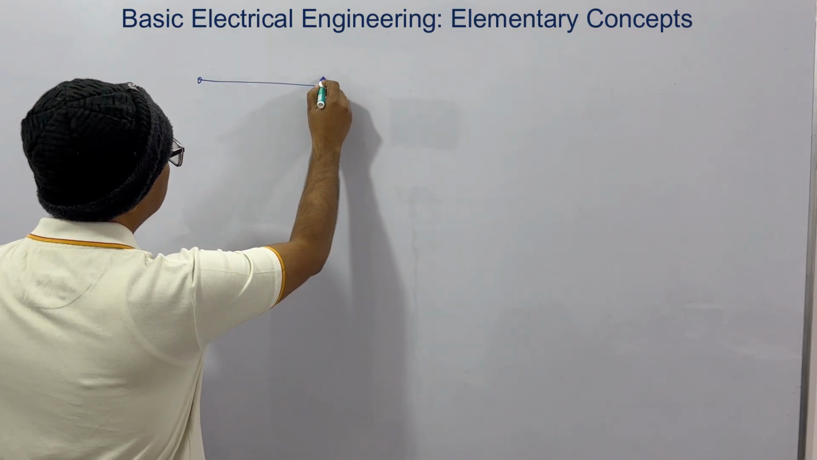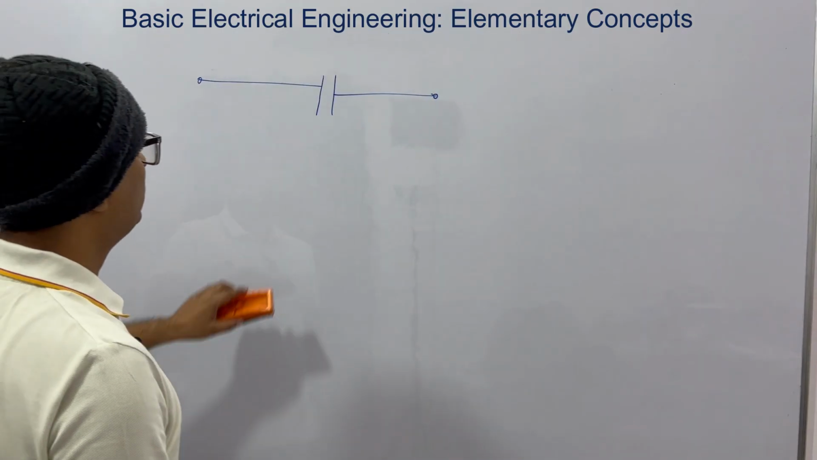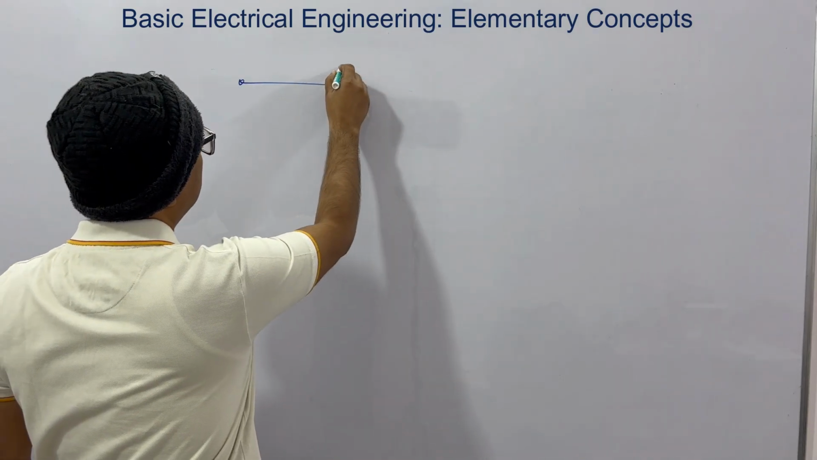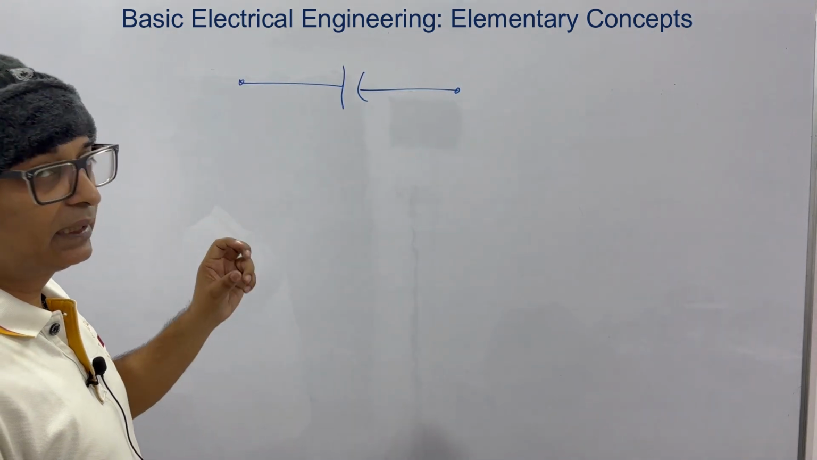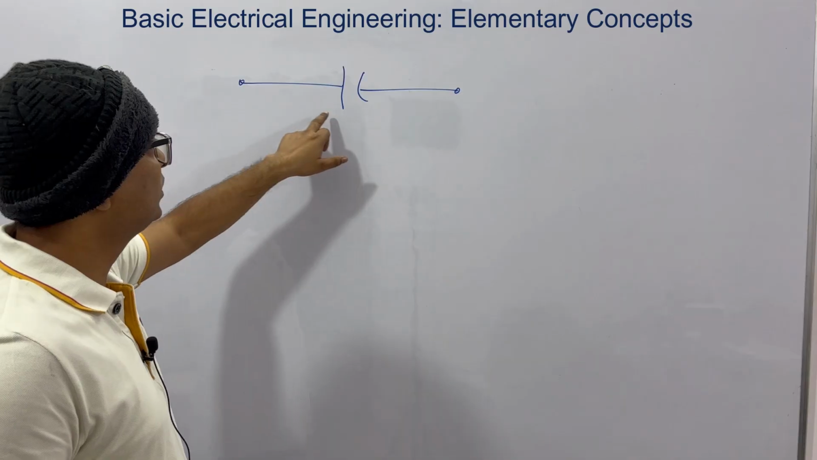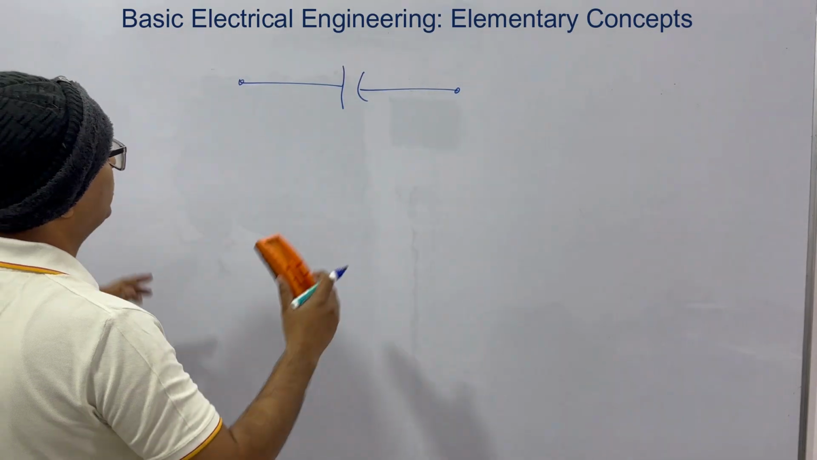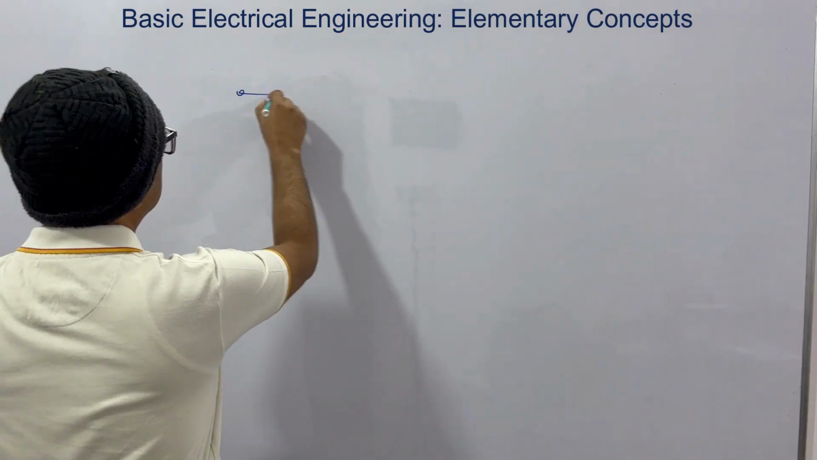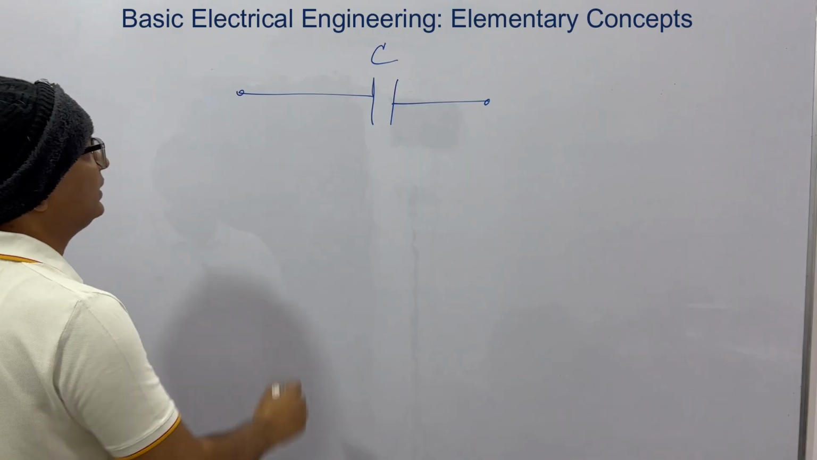So the symbol is this. This is a capacitor, or many times you will find this is how we represent a capacitor, because in practical capacitors the input terminals are actually marked. So this is the input and this is the output side of the capacitor in a two-port terminal, or simply in the start you can use this symbol. So let's say this is C, the capacitance is C.